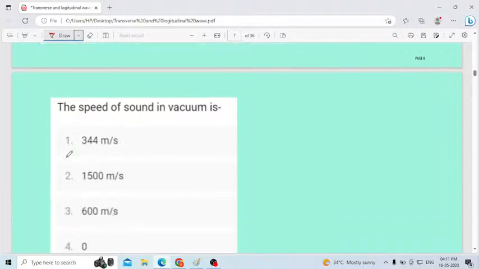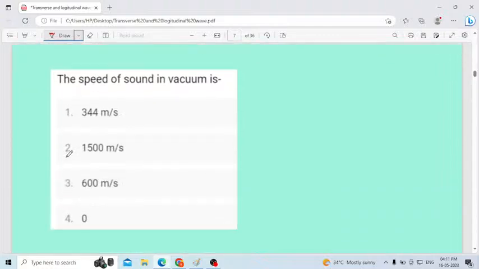Let us move to the next question. The speed of sound in vacuum is: first option, 344 meter per second; second option, 1500 meter per second; third option, 600 meter per second; fourth option, 0. Already you know the speed of sound in vacuum will be 0. Why will it be 0?